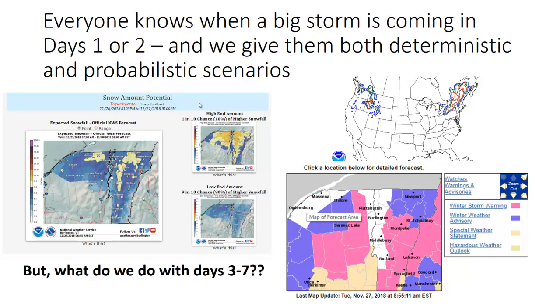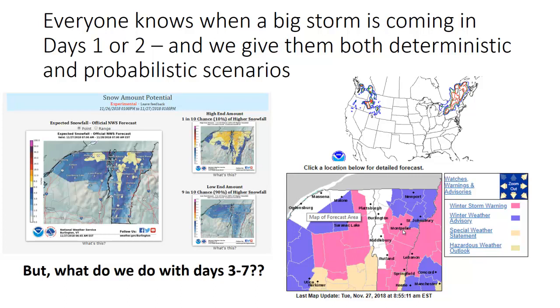So everyone knows that a big storm's coming, especially on days 1 and 2, and we give both deterministic and probabilistic scenarios. In this example, you see our prob snow page. That's all fine and good. Deterministic values. We have ice information from WPC as well, whether it's ice or snowfall probabilities. And then, if it is a really big storm, we'll obviously be doing the winter storm warnings, winter weather advisories, and so on and so forth. But what do we do for days 3 through 7?